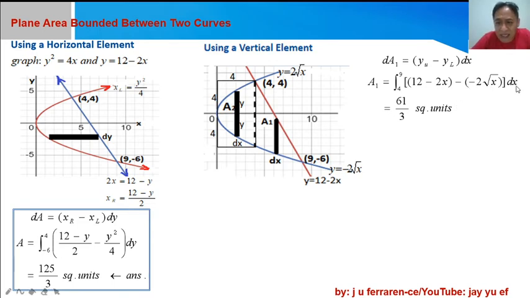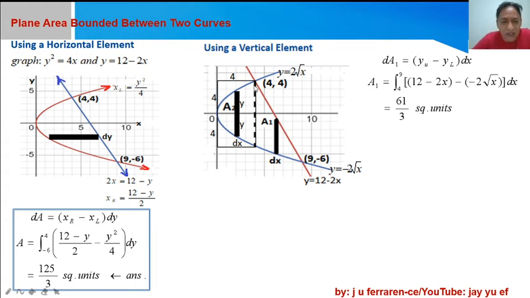So, we integrate that with x. The limits of integration must be considered. At what interval is A1 actually formed? You look at the coordinates of the point of intersection. You have to start from 4 up to where? Up to 9. So, the limits of integration can be seen from the graph. Okay? So, evaluating, we come up with a value which is 61 over 3 square units for your A1.